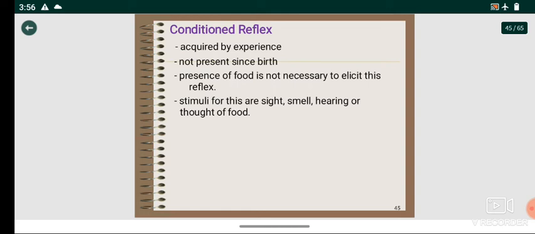So it is not present since birth because it is acquired by the experience, by the previous memory that you have created with some sort of flavors or some sort of smells. So presence of food is not necessary to elicit this reflex. Stimuli for this are sight, smell, hearing or thought of the food, and this is known as the conditioned reflex.